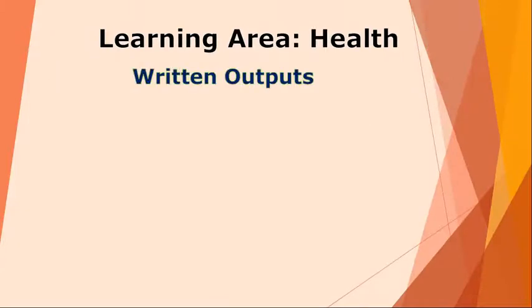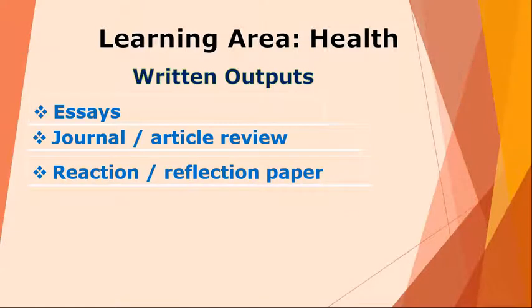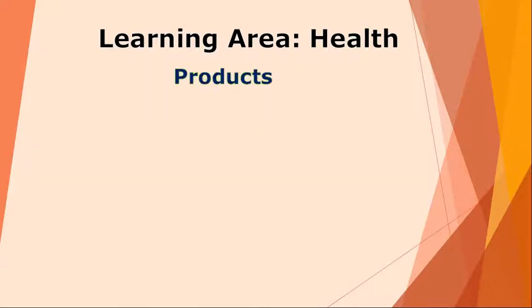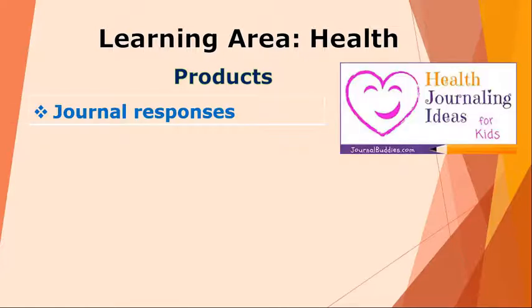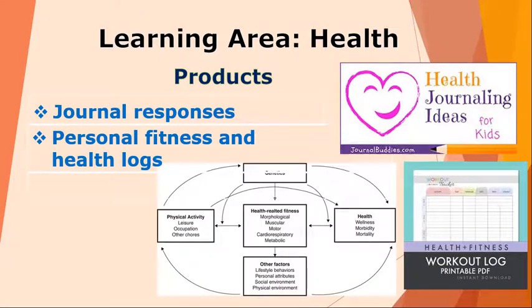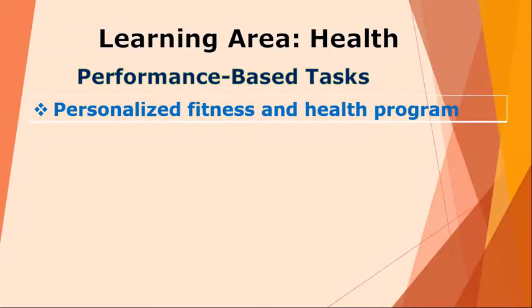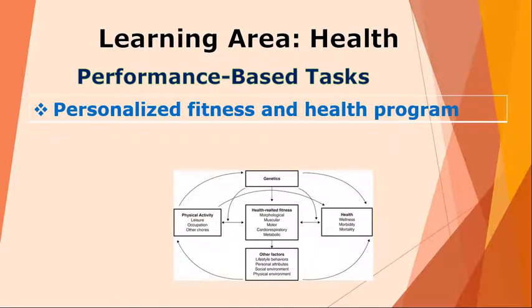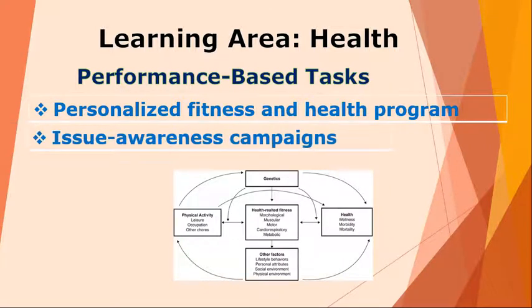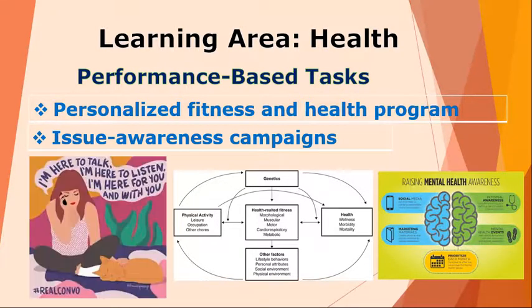For health, we have written outputs: essays, journal, article review about health, reaction, reflection paper, and research paper. Then for the products involving health, we have journal responses, personal fitness and health logs, and also portfolio. Performance-based tasks: personalized fitness and health program. We also have issue awareness campaigns such as mental health awareness. And this one also, I'm here to talk, and so on.